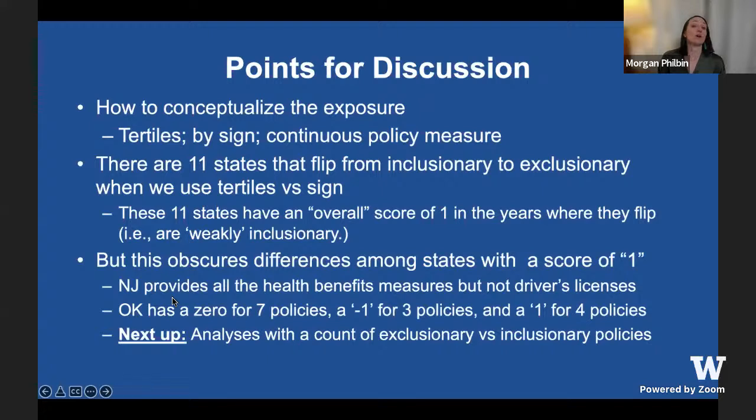Even then, thinking of, okay, all these states have a 1, that really obscures differences among states with a score of 1. So we have New Jersey, which provides all the health benefit measures we mentioned, but not driver's licenses. And then Oklahoma, which basically has a 0 for 7 policies. So they're basically becoming a 1 primarily through having inaction around everything, versus New Jersey that is actually creating policies. So what we're thinking about doing next is creating a count of how many inclusionary versus exclusionary policies states have, to think about action specifically, versus just defaulting to 0 because we're getting a wash between inclusionary policies or states not doing anything.